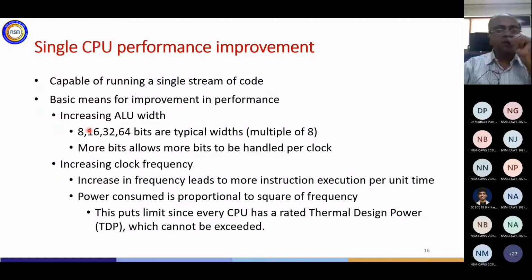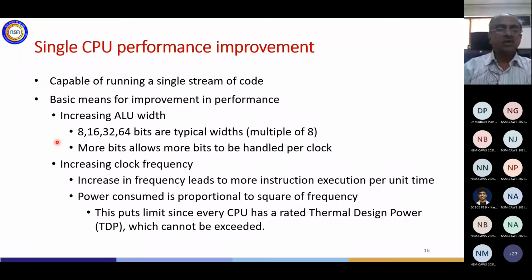8086 was a 16-bit processor. 80386 is a 32-bit processor. i3, i5, i9, they are 64-bit processors. So the successive generations will use more number of bits in the data. These are multiples of 8 and these are some commonly used.